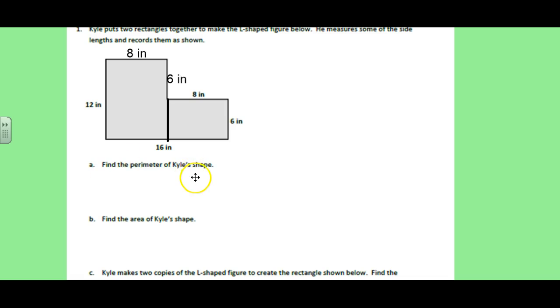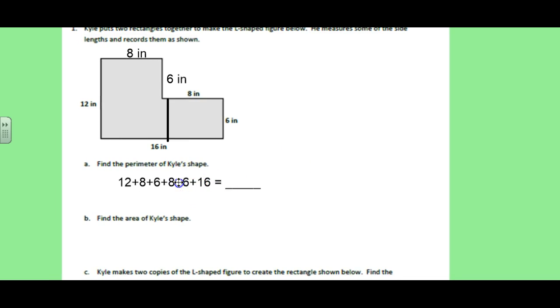So to find the perimeter of Kyle's shape, now all we have to do is add up all of the side lengths. So we're going to put 12 plus 8 plus 6 plus 8 plus 6 plus 16 on our paper. And what I want you to do right now is add those numbers together to find the total perimeter of Kyle's shape, and then answer that in a sentence. And whenever you have that done, you may push play.